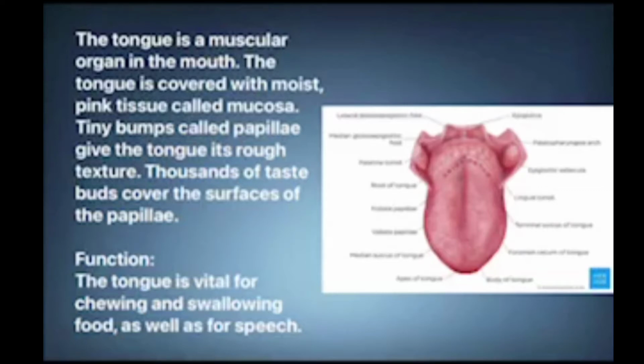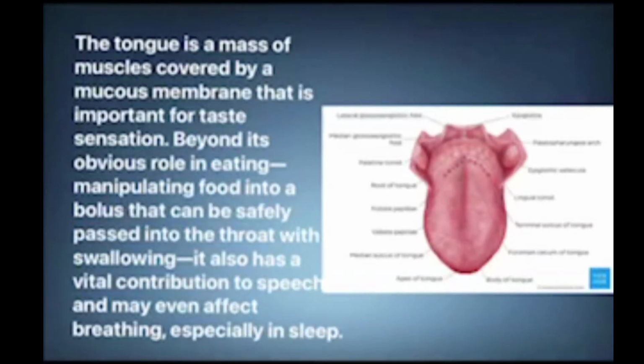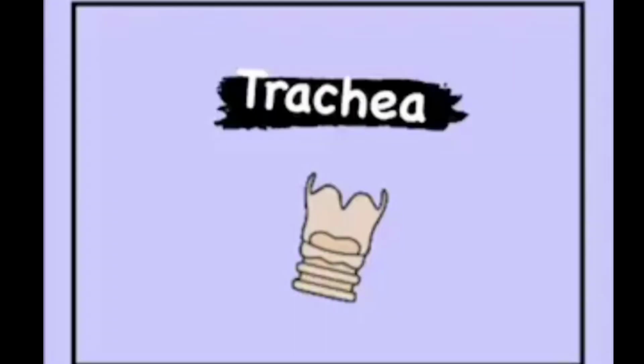Function of the tongue. The tongue is vital for chewing and swallowing food, as well as for speech. The tongue is a mass of muscles covered by a mucous membrane that is important for taste sensation. Beyond its obvious role in eating, it manipulates food into a bolus that can be safely passed into the throat with swallowing. It has also a vital contribution to speech and may even affect breathing, especially in sleep.